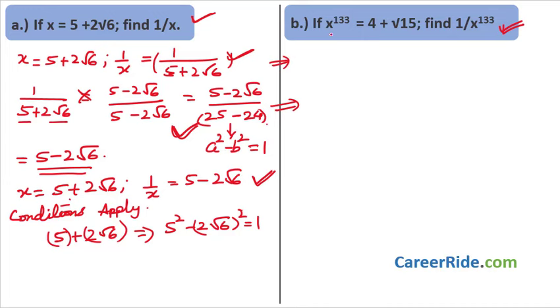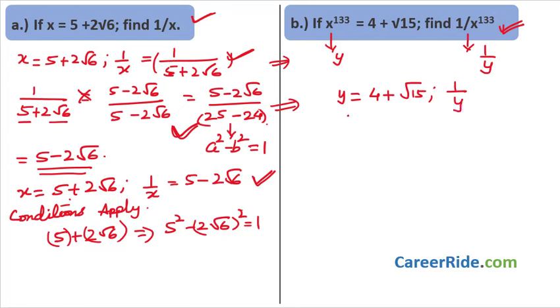So x to the power 133, can I assume it to be y? So 1 upon x to the power 133 just becomes 1 upon y. This is actually a practical implementation of what we just learned. So y is given to be 4 plus square root of 15 and I am asked the value of 1 upon y. This is basically what is happening here.